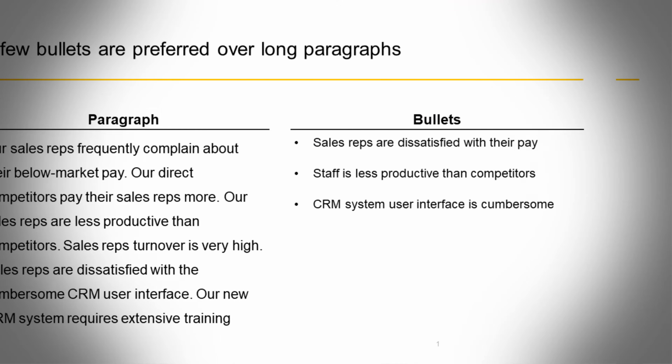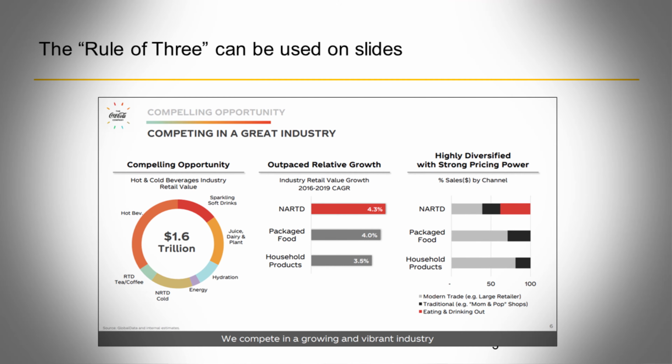What are the three initiatives you want to share? What are your three strengths? What are the three issues that you identified? And three works so well because it's the right amount of brevity, but still it's a couple of things that creates a pattern. And it's very easy for people to remember three things, three issues.